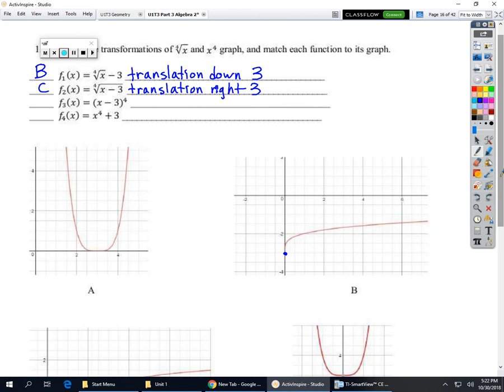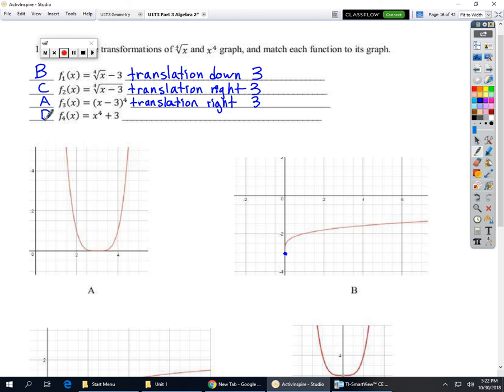Well, this one's minus 3. Minus 3 with the x means it's a translation left by 3. No, sorry, not left, right. Translation right 3. I'm not thinking. Translation's right by 3. Right, which one has moved right 3? Clearly A. Process of elimination.